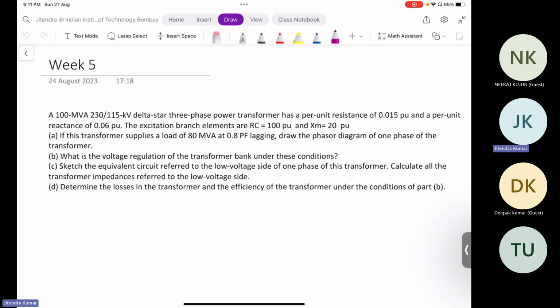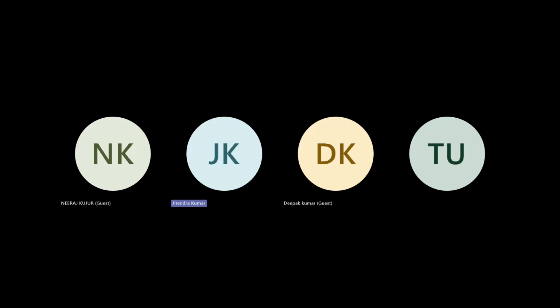Any comment? So see, let me read it for you. A 100 MVA, 230/115 kV, delta-star, three-phase power transformer has a per unit resistance of 0.015 per unit, with a reactance value of 0.06 per unit.